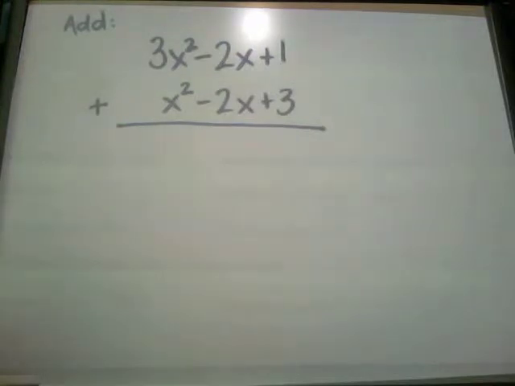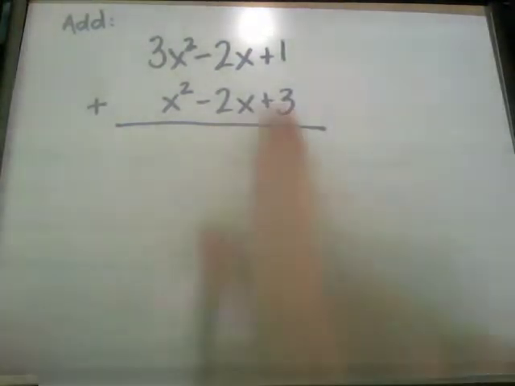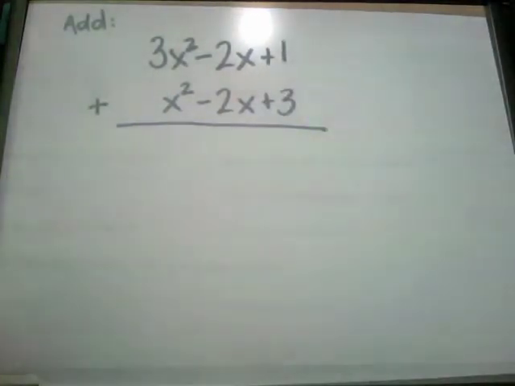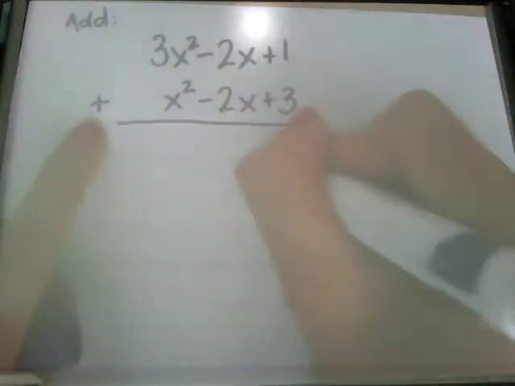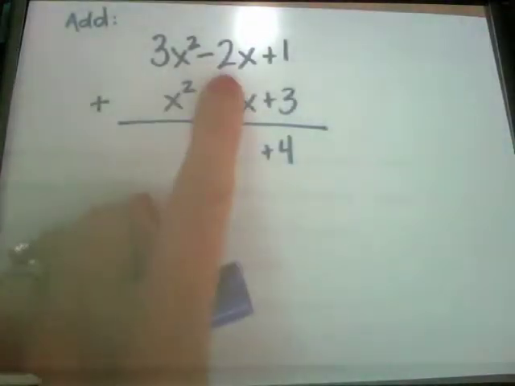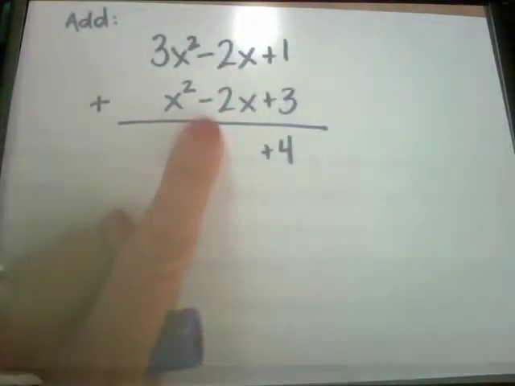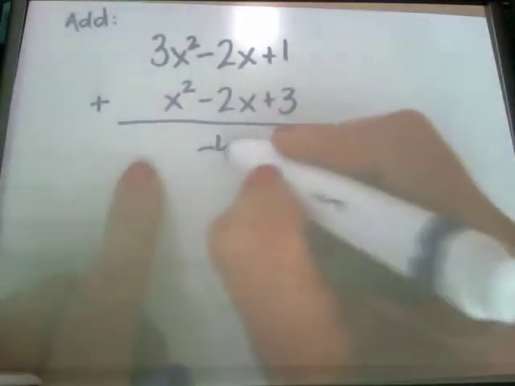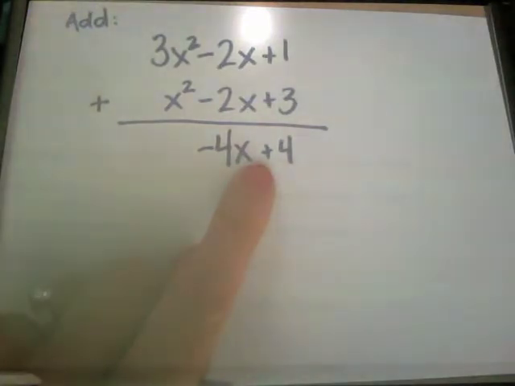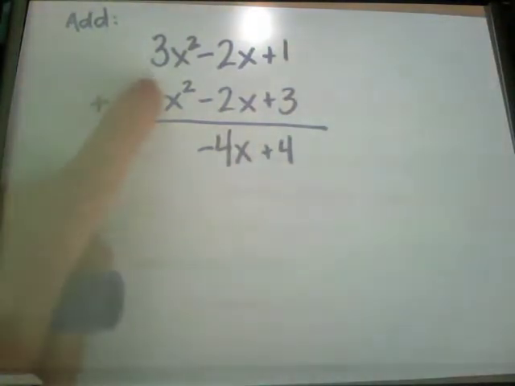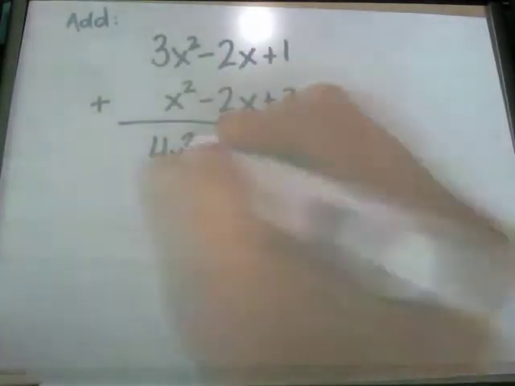Okay, again, just like we do with regular numbers when we're adding, we start on the right side. We're going to do that here. We're going to start on the right and work our way left. We are just combining like terms. Again, they're already lined up for us. 1 plus 3, 4. Negative 2x plus negative 2x, negative 2 plus negative 2, negative or minus 4x. Again, I'm just counting how many x's. The exponent doesn't change. 3x squared plus 1x squared, 4x squared.